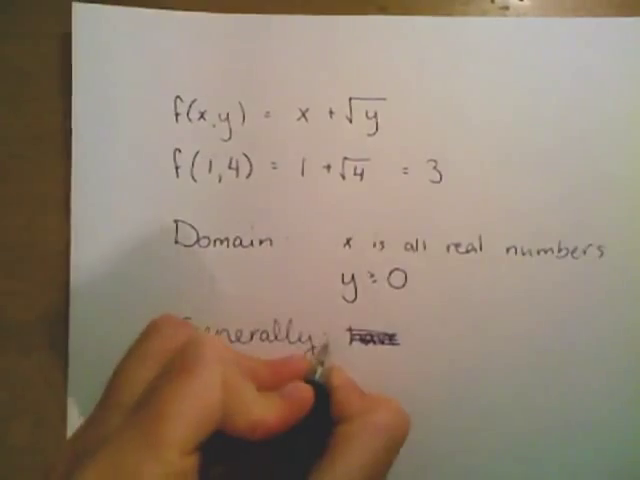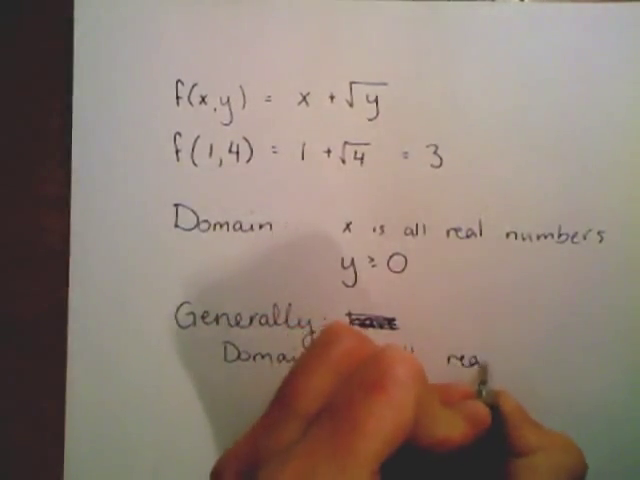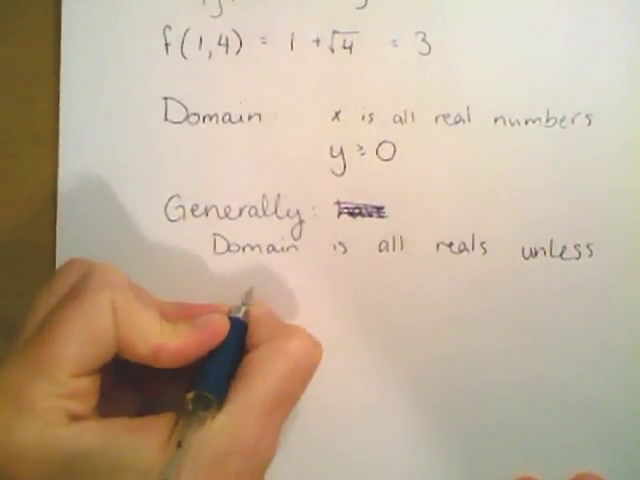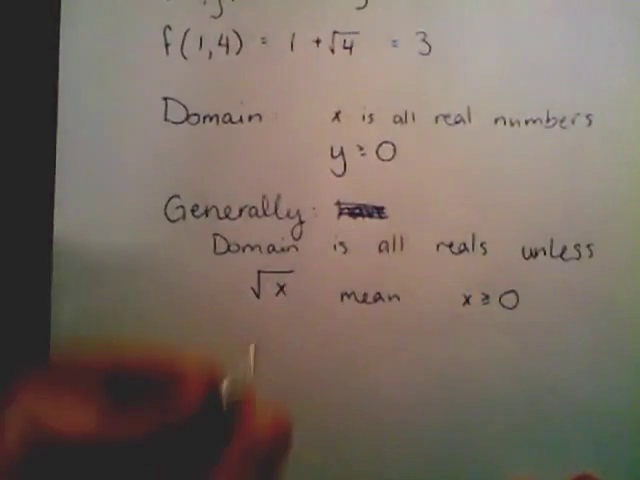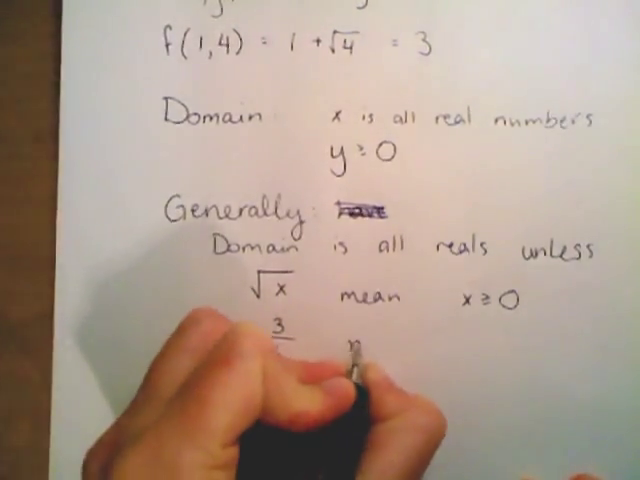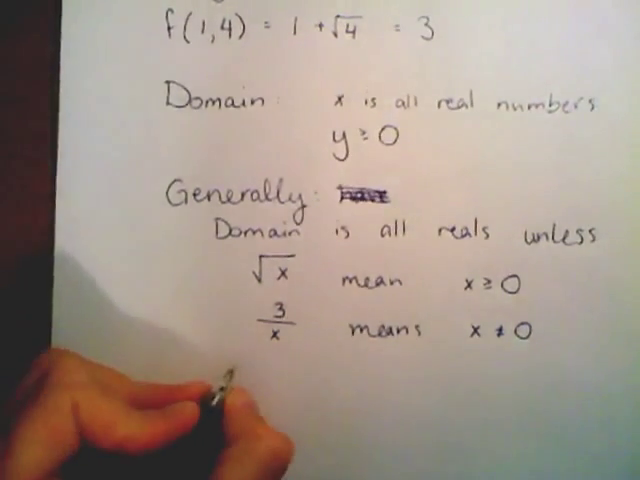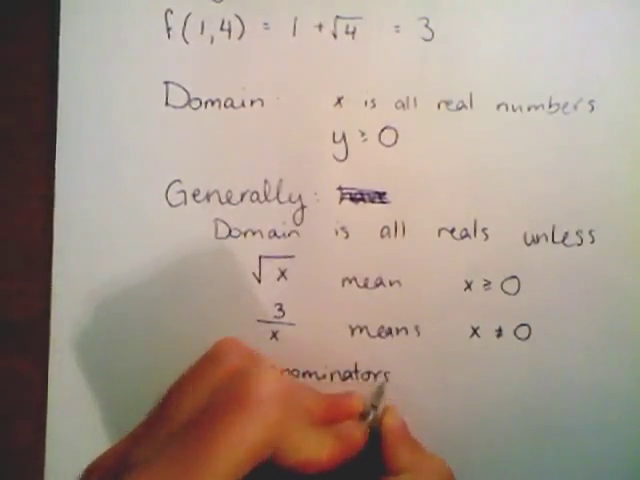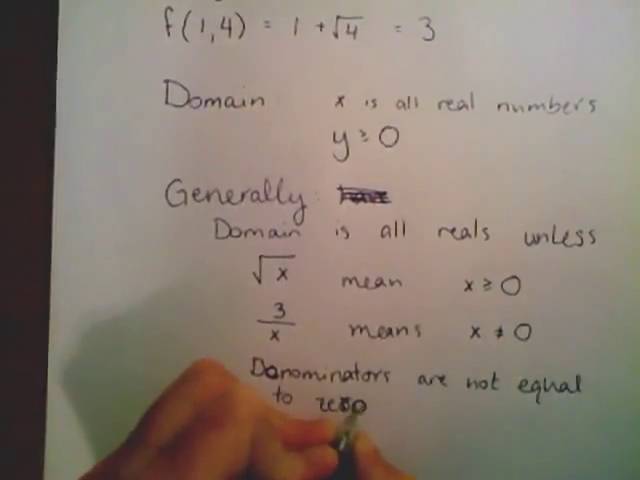Generally, the domain is typically all reals unless we have something bad. And what are the things that are typically bad? If we have a radical sign, square root sign means that our values have to be greater than or equal to 0. We could also have the restriction that, let's say that I have 3 over x. That means that x cannot be equal to 0, because if it were equal to 0, then the denominator would be equal to 0. And more generally, we need to make sure that the denominators are not equal to 0.